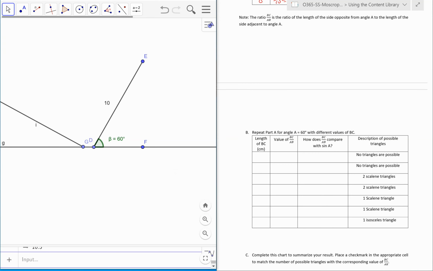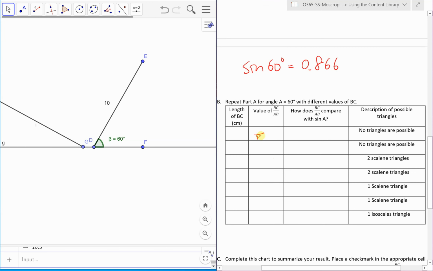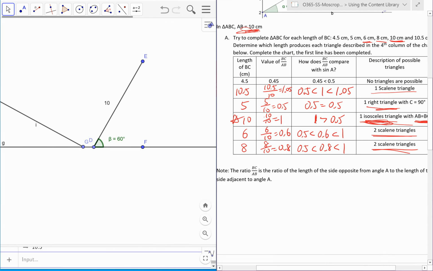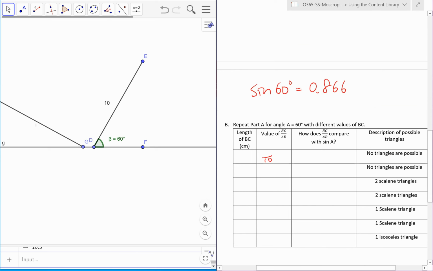All right, so what we should do first, in my opinion, is calculate sine of 60, because we are really comparing with this ratio, right? Sine of 60 degrees, if you put that into a calculator, gives you 0.866. We know the value of BC over AB, and we are making AB to be 10, so it's going to be something over 10. If we don't want to have any triangle, given the previous example, we want the ratio to be less than sine of A. Since sine of A is 0.866 and AB is 10, as long as BC is less than 8.66, we are going to end up with no triangle.